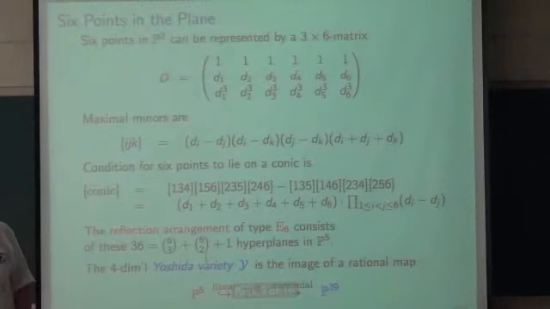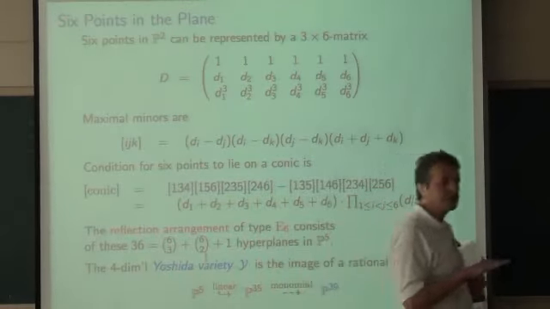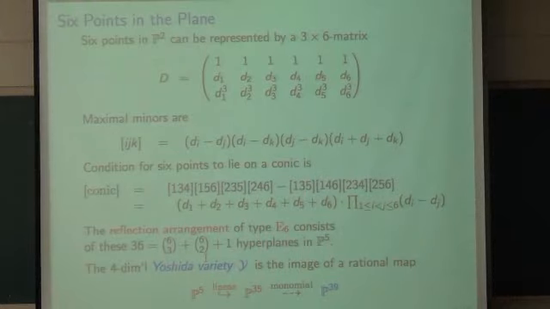Now let's move on. We've talked about 6 points on the line. Let's see whether we can also understand 6 points in the plane. If I have 6 points in the plane, I can write the homogeneous coordinates as the columns of a 3×6 matrix.